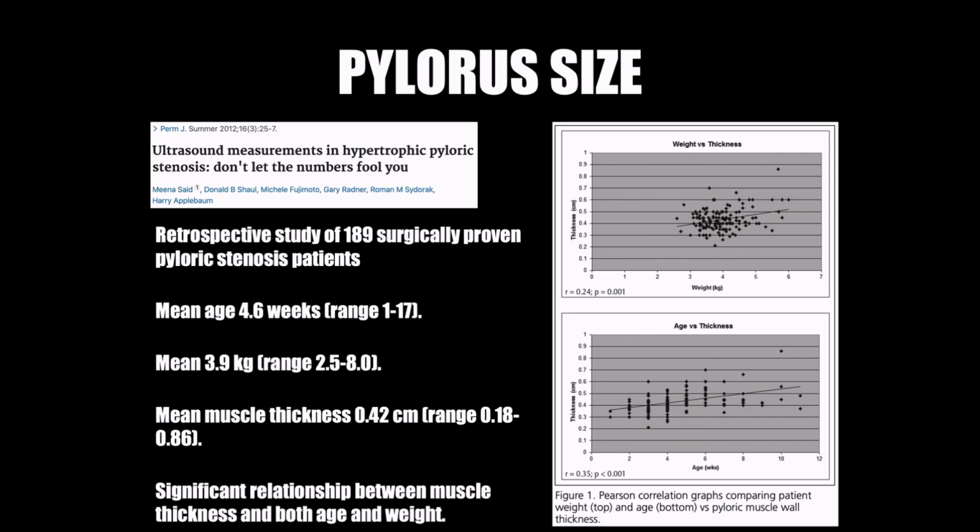With this information, you basically want to keep in mind that you've got a patient that's a little bit younger, a little bit lower weight, and your measurements are a little bit borderline. Those may very well be pyloric stenosis, and they just might not be meeting those classic cutoffs if they're in those smaller size categories.